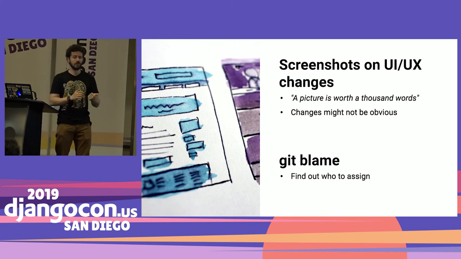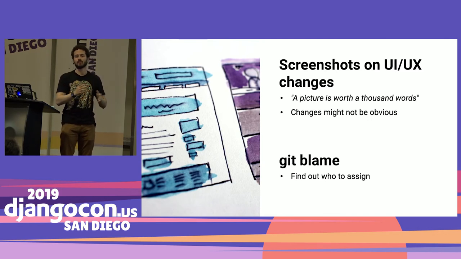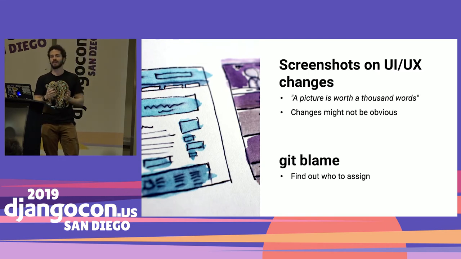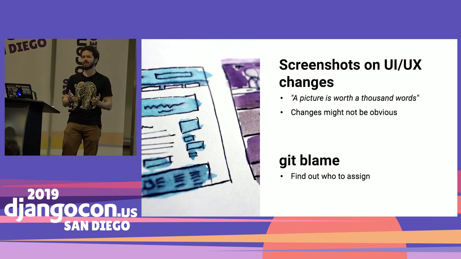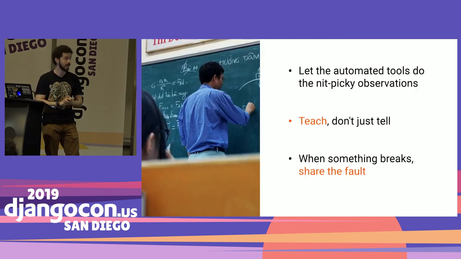Using Git blame, usually we run Git blame because we want to know who screwed up something in the code. But in this case, it's also very useful for finding out who you should assign to review your code. Maybe you're new to that code base, and you don't know who to assign. If you do Git blame, probably the person who appears the most is the person recommended to review that pull request.